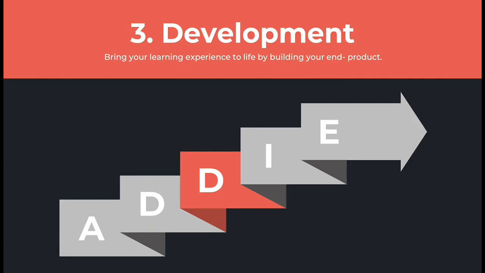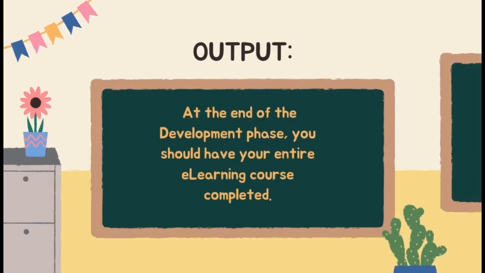The development phase is where you actually begin creating or developing your e-learning course. In the previous design phase, the content ideas should have already been decided. Your job in the development phase is to bring those content ideas to life. This means laying out the content visually, creating graphics, recording videos, carefully selecting fonts and colors, building the course in the e-learning authoring tool, anything that has to do with creating the actual end product for your learners. At the end of the development phase, you should have your entire e-learning course completed.